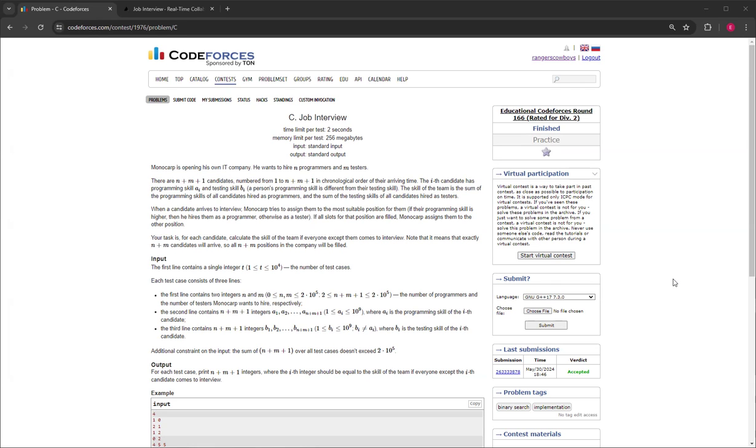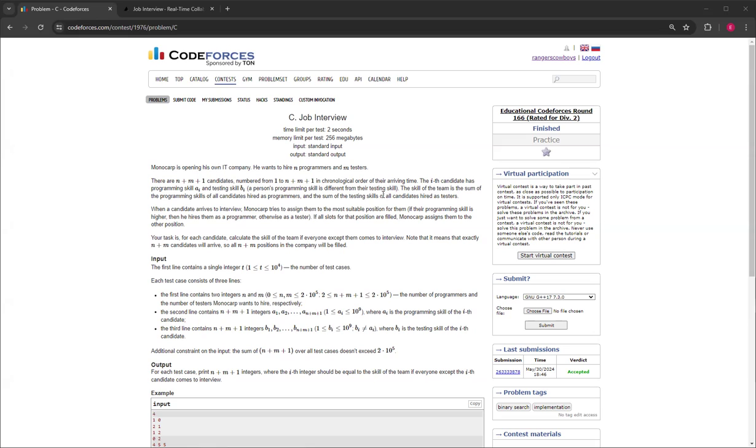When a candidate arrives to an interview, Monocarp tries to assign them to the most suitable position for them, which means that if the programming skill is higher than the testing skill, then they'll be hired as a programmer. But if the programming skill is higher and there are no programmer slots left, then they'll be hired as a tester.